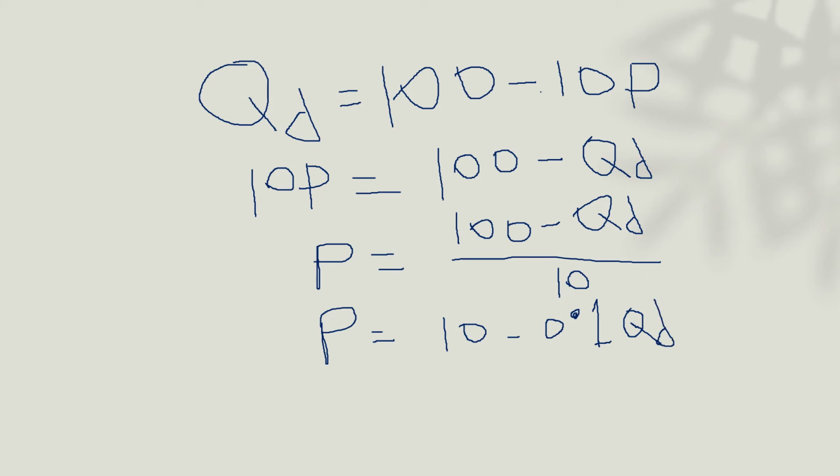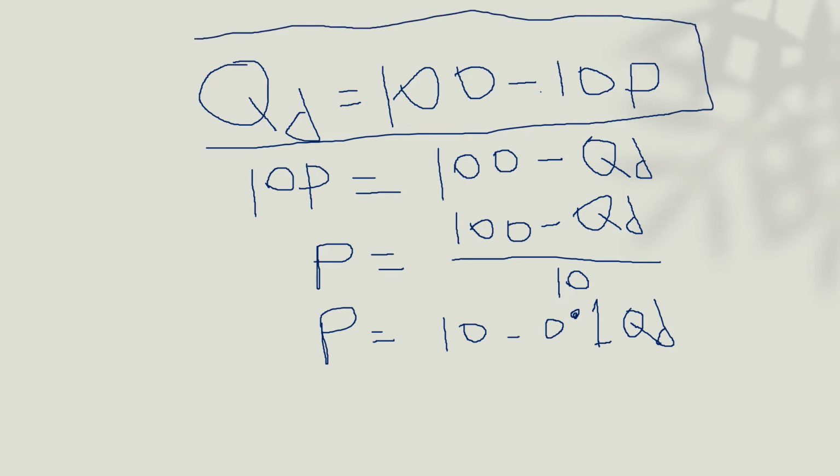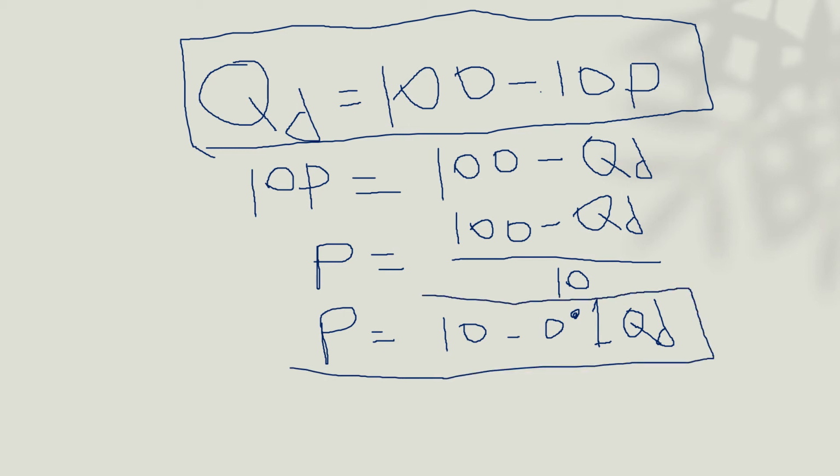So we are presented with an equation where quantity was a function of price. Now we transformed it into price as a function of quantity demanded, holding the other properties of the equation intact, right? Now let's see.